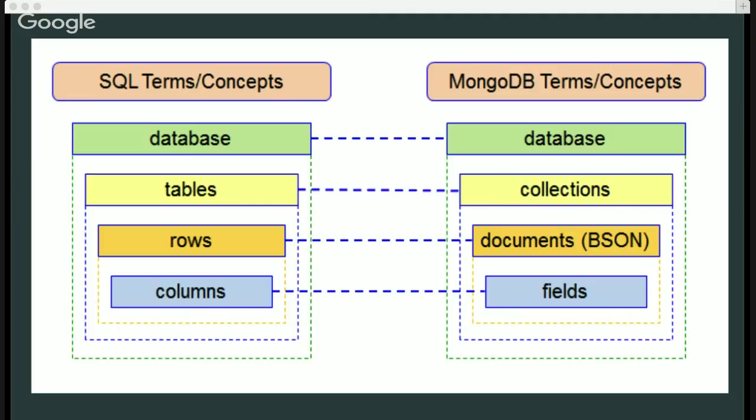So this is just a visual representation of some of the differences between SQL and non-SQL. MongoDB is just a common type of NoSQL. On the left, the SQL side has database, and tables, rows, and columns. Whereas MongoDB, which is a non-SQL database, has collections and documents and fields of data.